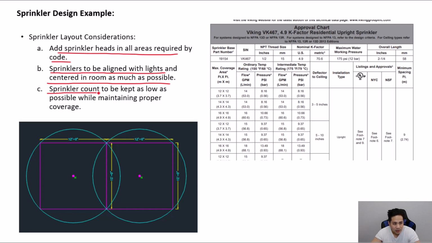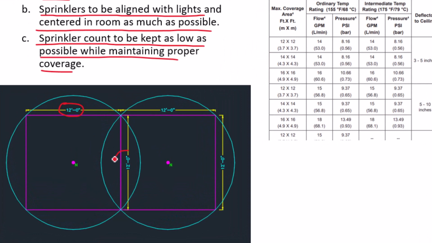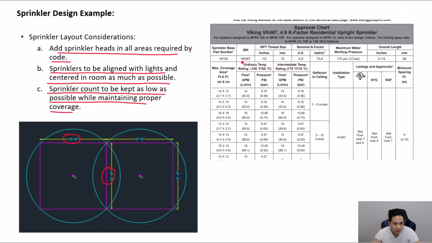Another design consideration is that the sprinkler count should be kept as low as possible while maintaining proper coverage. If the max coverage is 12 by 12, which is standard for residential heads, then you want to space them as much as possible. So 12 by 12 if you can, or a little bit less based on the layout of the room. This is to minimize the head count, which reduces the construction cost of the sprinkler system.